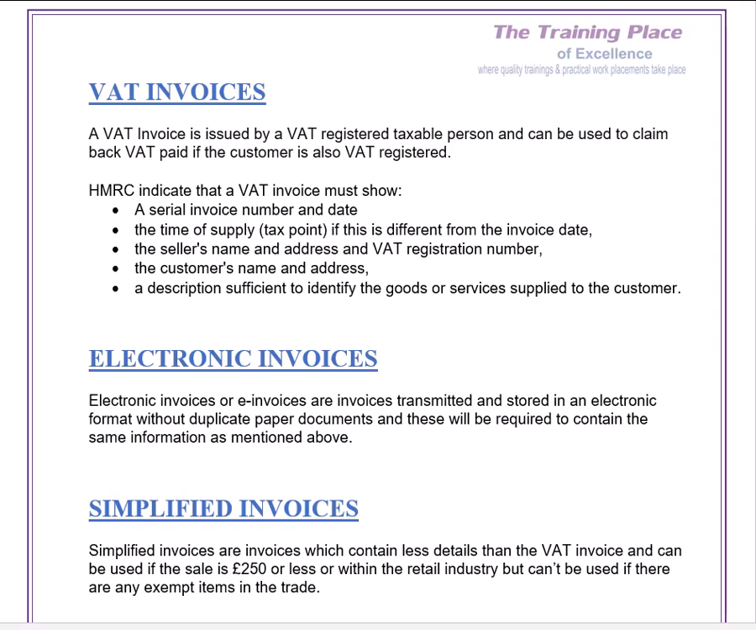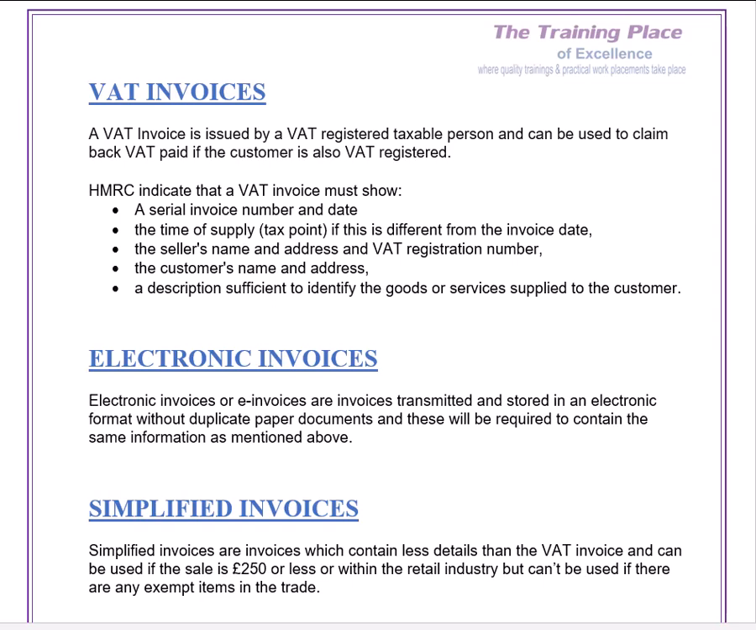A VAT invoice is issued by a VAT registered taxable person and can be used to claim back VAT paid if the customer is also VAT registered. HMRC indicate that a VAT invoice must show a serial number for the invoice and an invoice date, the time of supply, which is your tax point, and I expect you to know you have the basic tax point and the actual tax point. And if the tax point is different from the invoice date, then the tax point and an invoice date will need to be shown on the invoice.